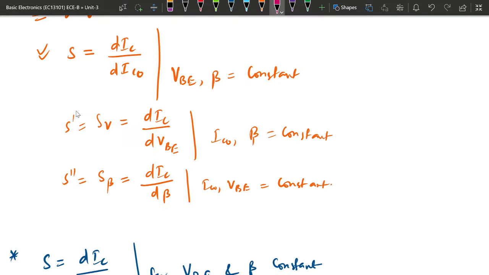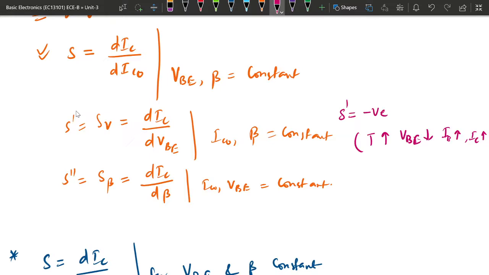Or if we talk about the temperature concept, the S dash value should be negative if we have a stable system. Why? Because suppose the temperature is increasing, then the VBE value will be decreasing. If VBE decreases, then the IB value will increase, and if IB increases, then IC will also be increasing. So in the relation between IC and VBE, if VBE is decreasing, IC is increasing. That means it is of opposite nature.